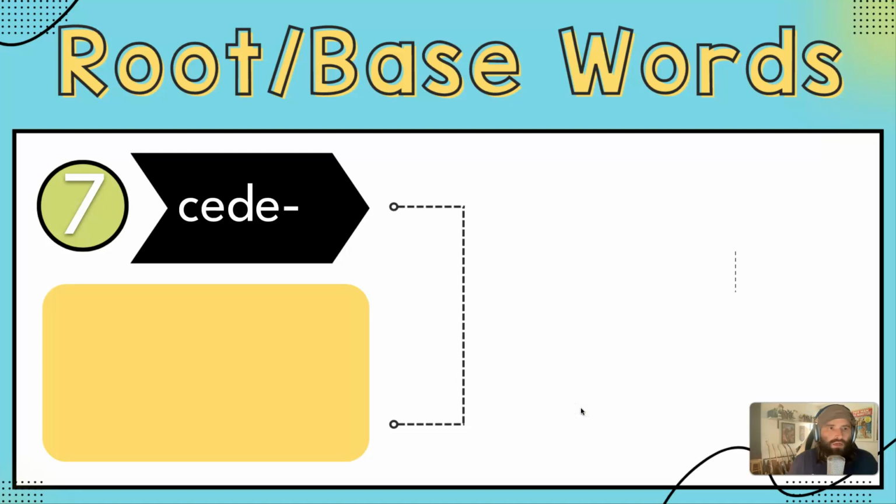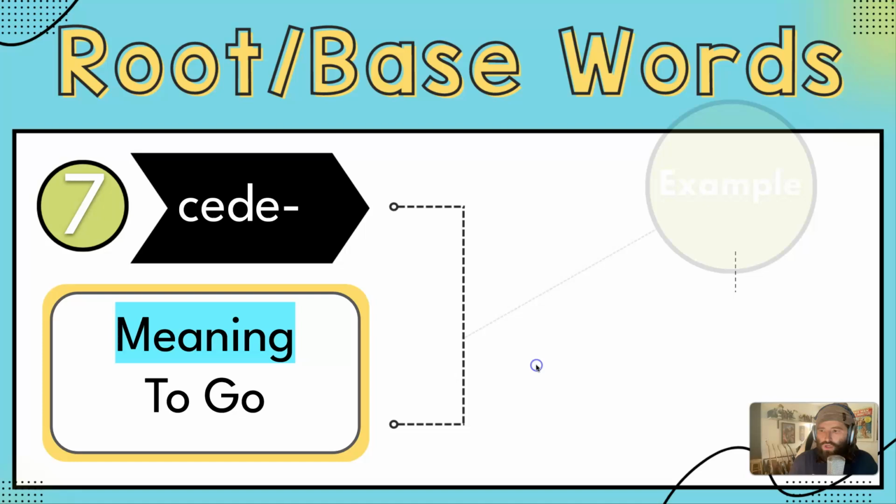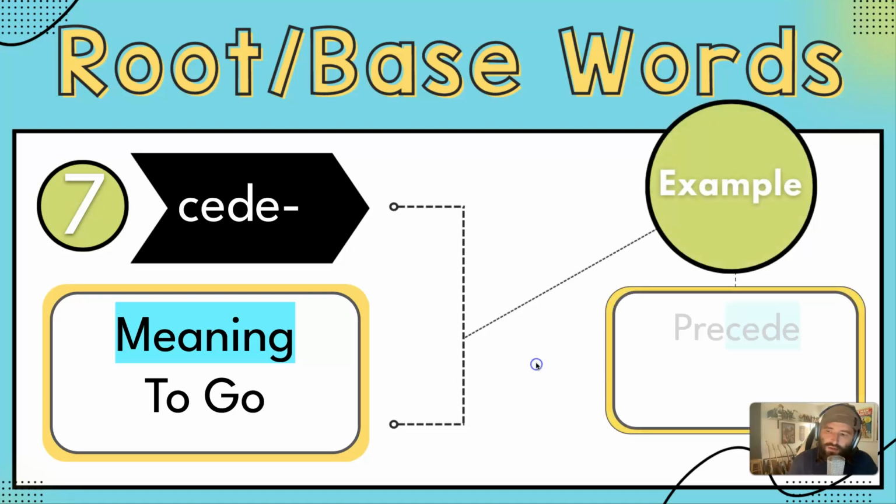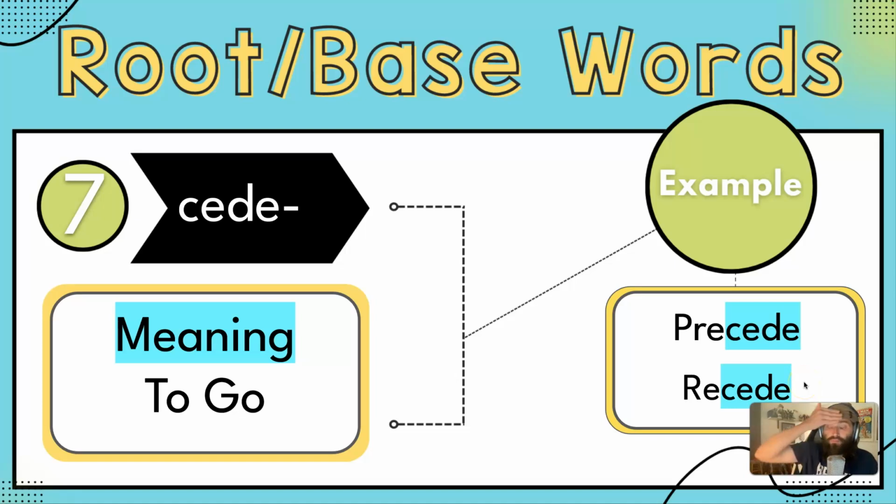Our next root is seed. Now, seed means to go. So, succeed, precede, recede. Preceding means to go before, receding means to go again. You see how we're starting to combine all these things together. Hopefully we're seeing how we're starting to combine all these things together. So when you see a word like recede, you know that it's going again or going back, like receding hairline.